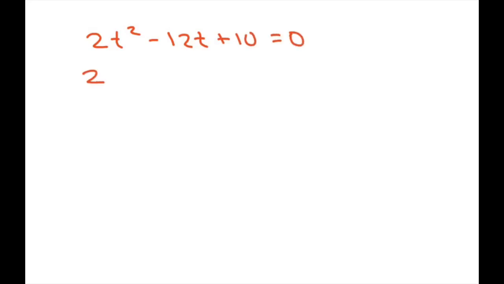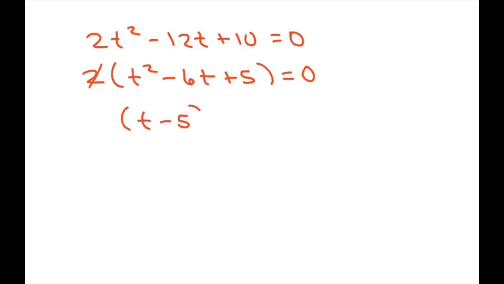Of course, I can factor out a 2, and you divide both sides by 2. This 2 goes away. So we're going to have (t minus 5)(t minus 1) equals 0. So basically our t equals 1 and 5 from here.